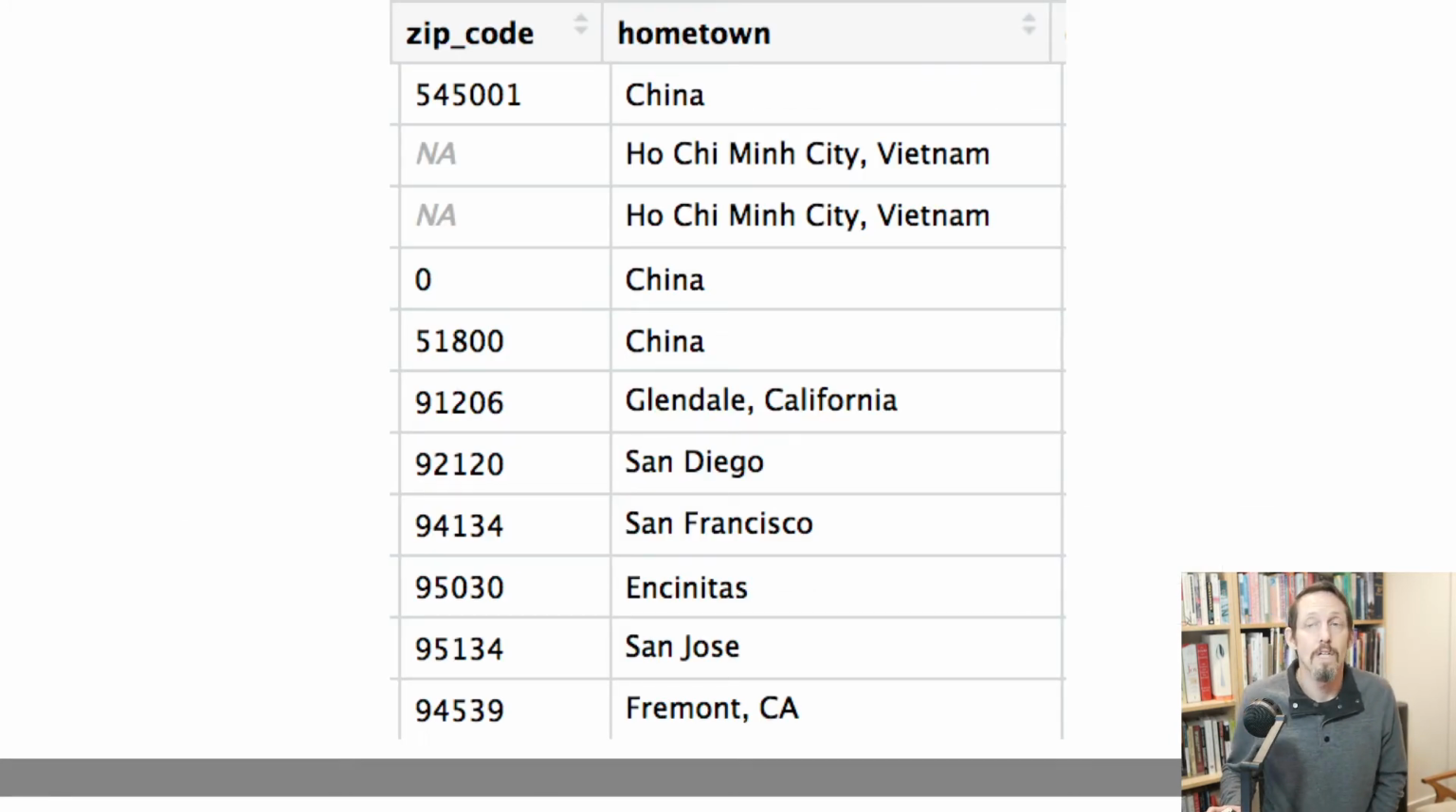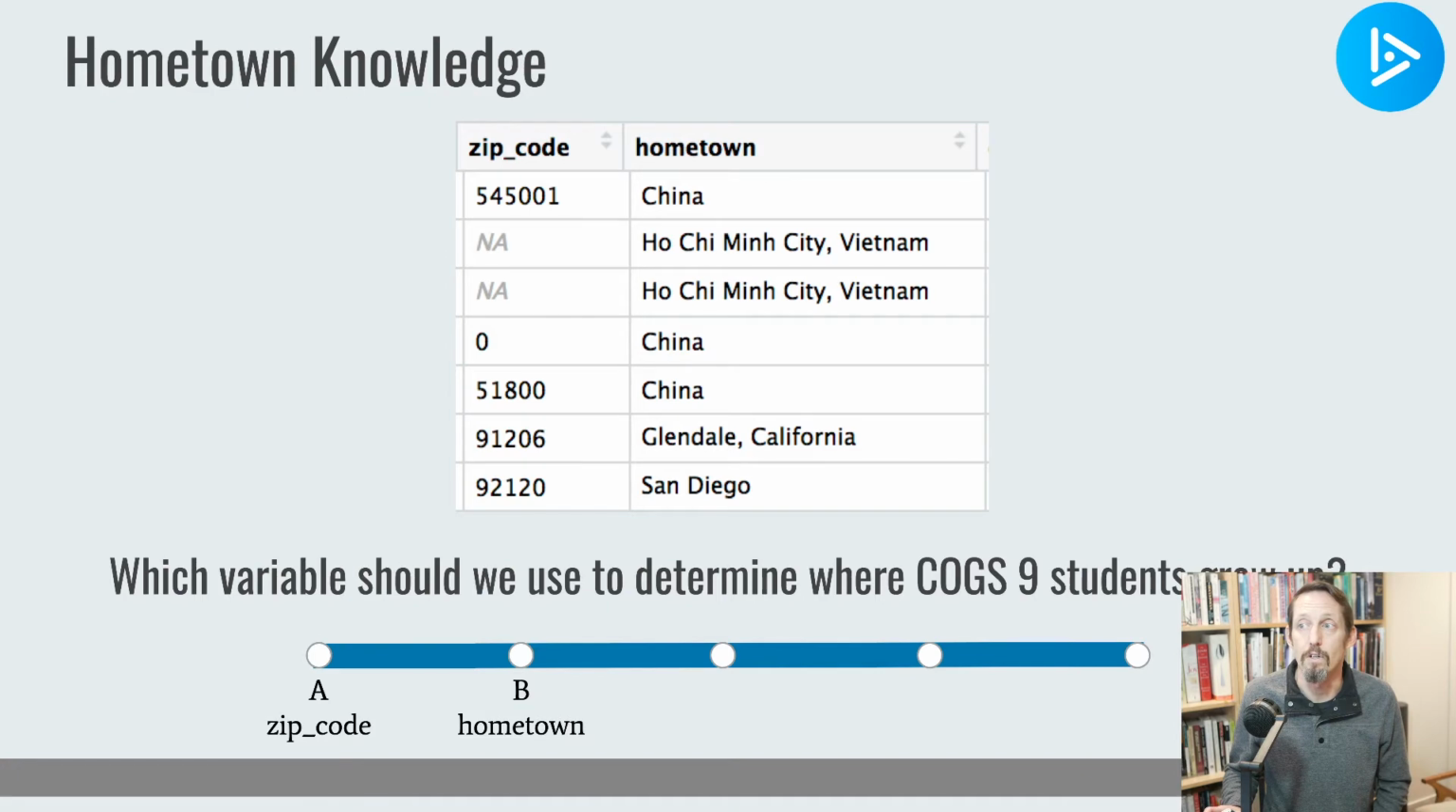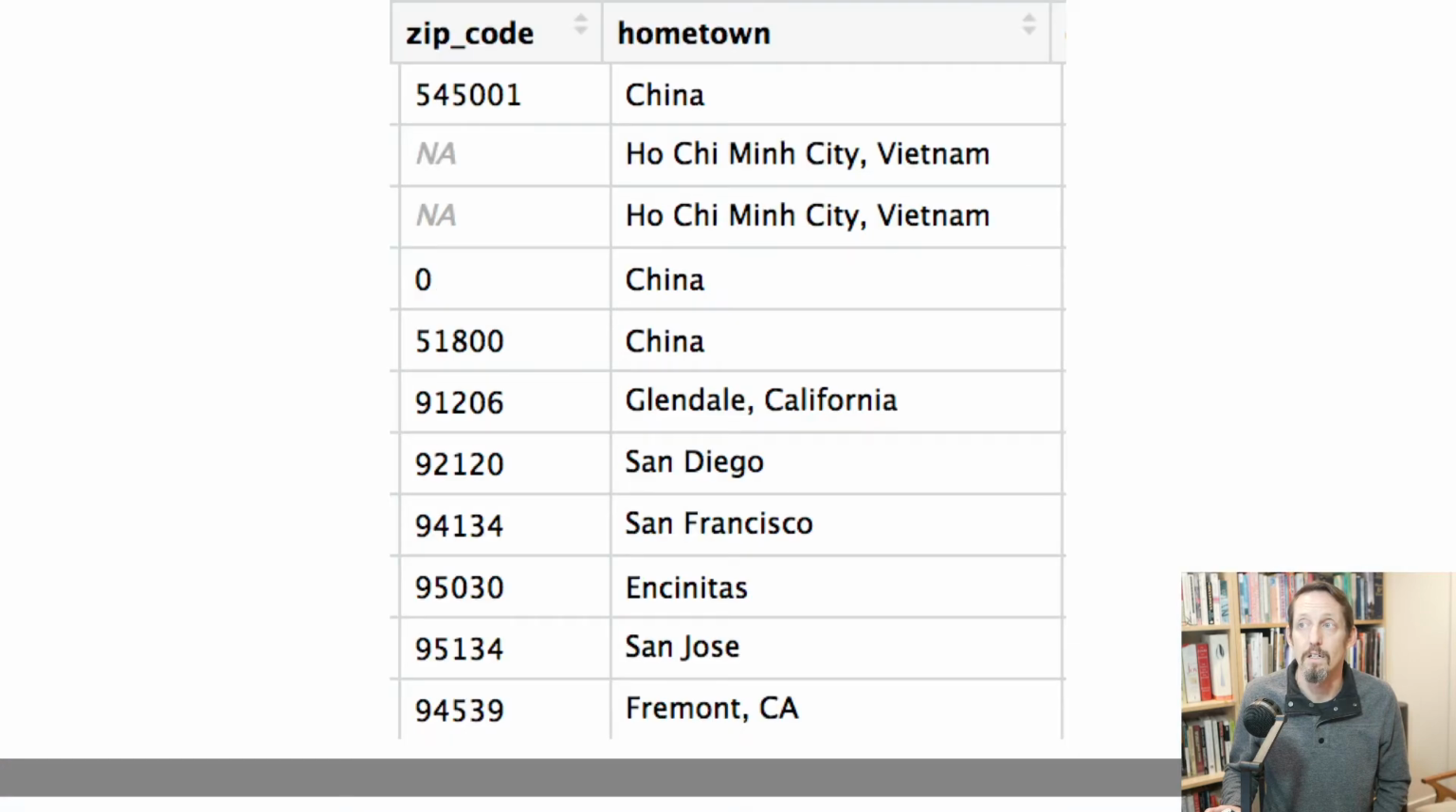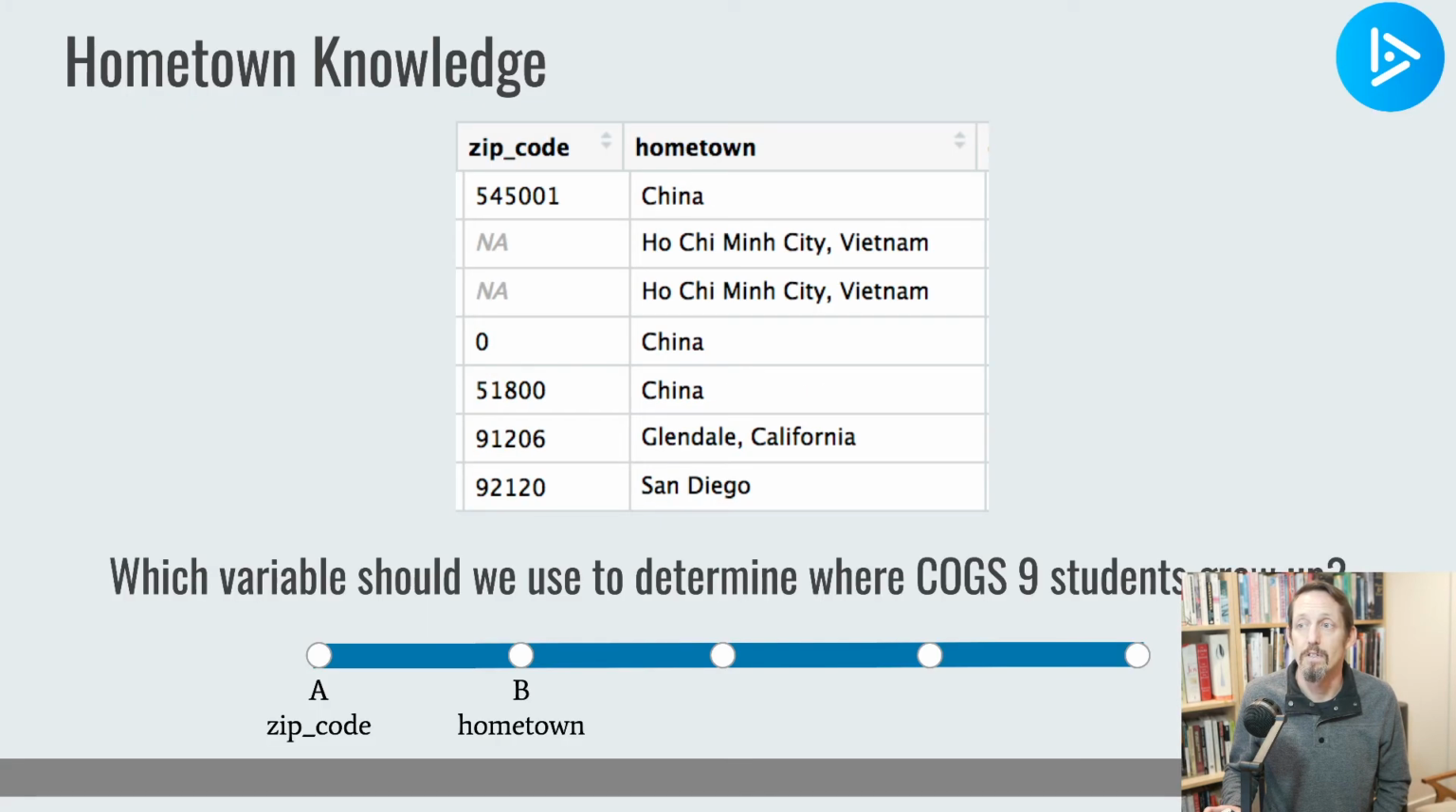Well, hometown is easy enough to write. You can always write something. Maybe in some cases you don't even want to tell us the exact town, but you're just like, I grew up in China. But it's easy enough to represent. However, many places don't have something that really looks like a zip code.